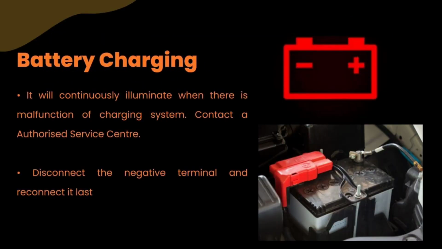So this is the symbol of battery charging. It illuminates when ignition is switched on. Once the engine is started, it turns off. It will continuously illuminate when there is a malfunction of the charging system. And also you can disconnect the negative terminal first and reconnect it last. If this also doesn't work, you have to contact an authorized service center immediately.